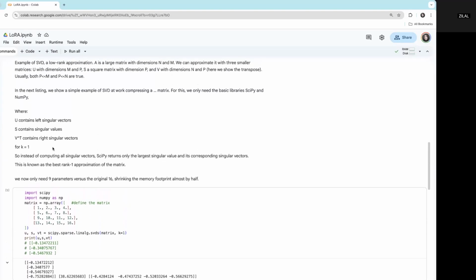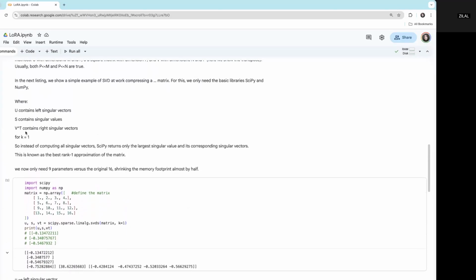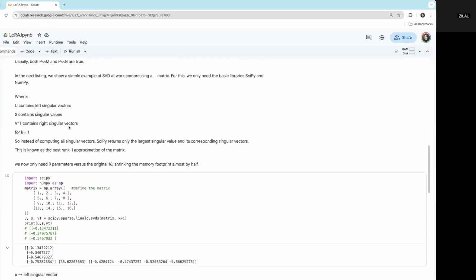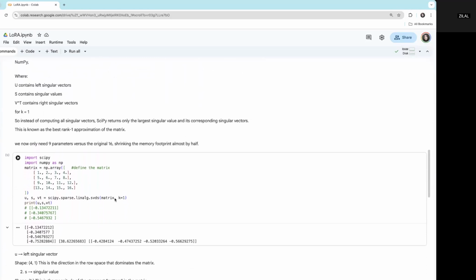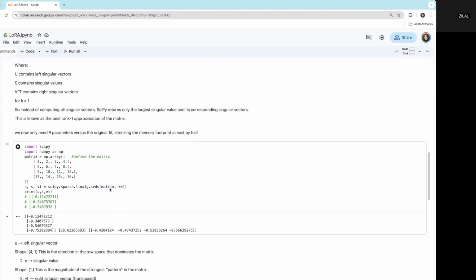So U contains left singular vectors and S contains singular values. V transpose contains right singular vectors. And I will say that K equals 1. So instead of computing all singular vectors, SciPy, which I'm using here in this example, returns only the largest singular value and its corresponding singular vectors. This is known as the best rank 1 approximation of the matrix.